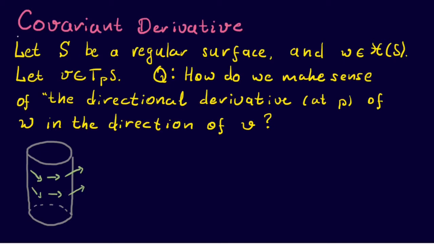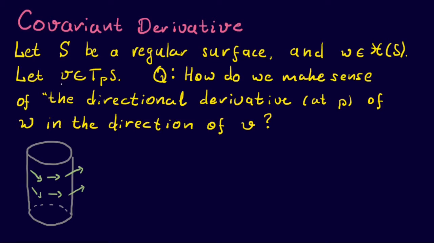All right, in this video, we're going to define the covariant derivative. But before I do so, I want to look at an example and sort of argue that the definition that I'm going to give at the end makes sense. So we're going to start by letting S be some regular surface, and then we take some vector field on S.